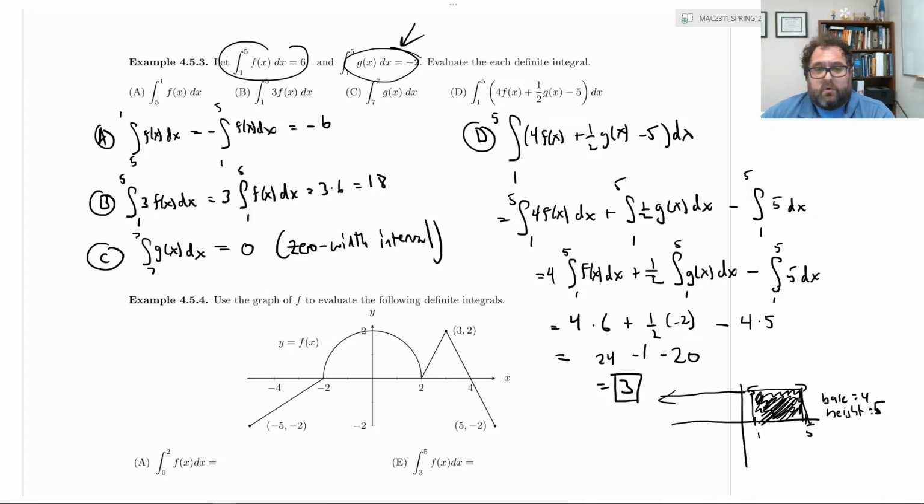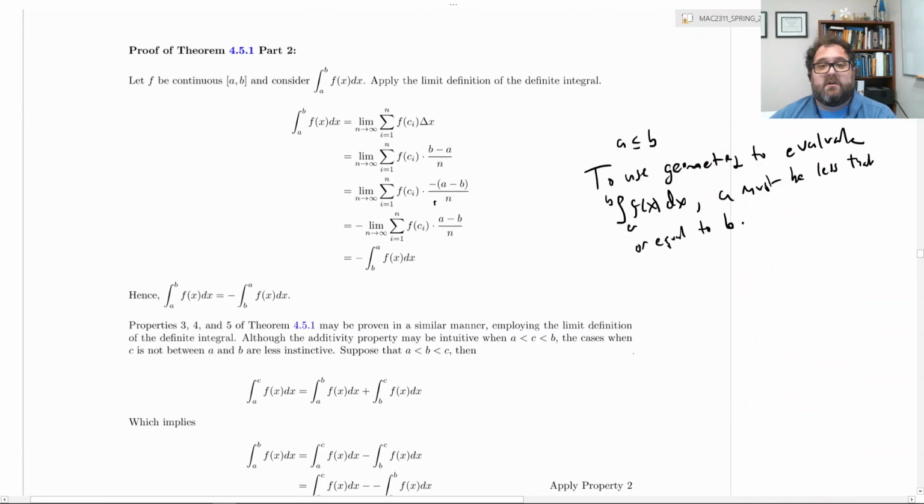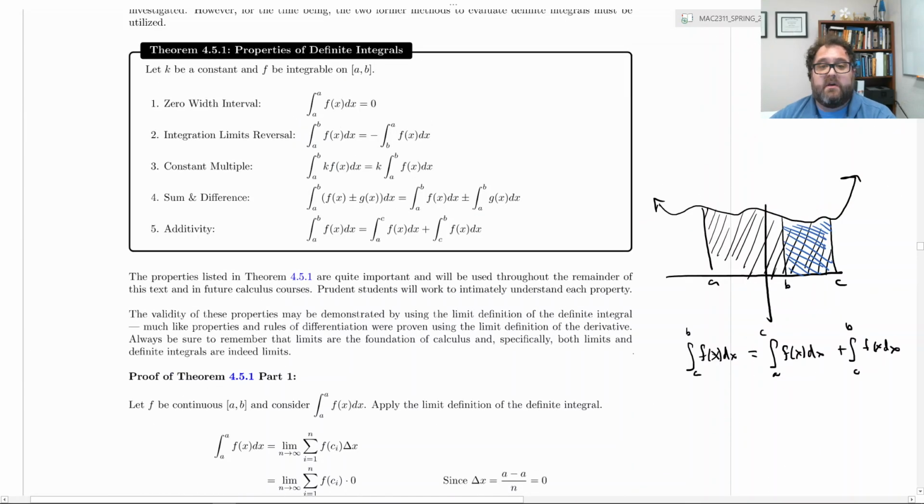Okay. Cool. So that's properties of definite integrals. So you want to make sure to commit these to memory. We talked about a few of them. We talked about, what, 4 or 5 of them. Yeah, 5 of them. So zero width, limit reversal. Both of those are very important. Constant multiple. We'll use that all the time. Sum and difference all the time. Additivity. Yes, all the time. So all of those we will use on a very, very regular basis for the rest of the class.